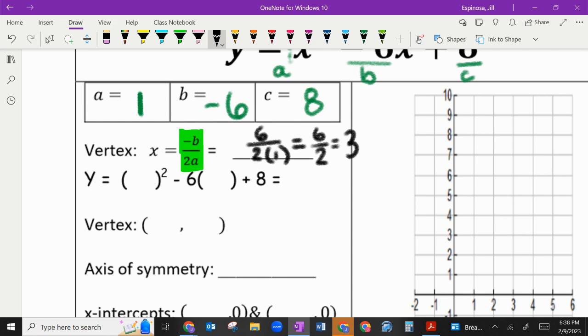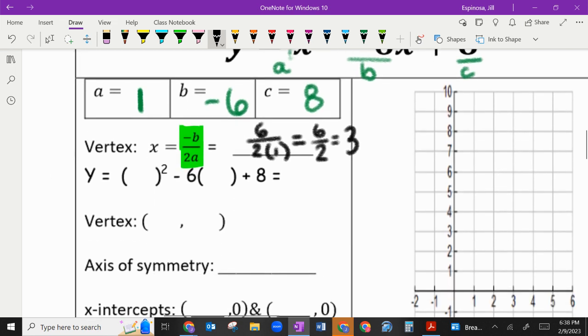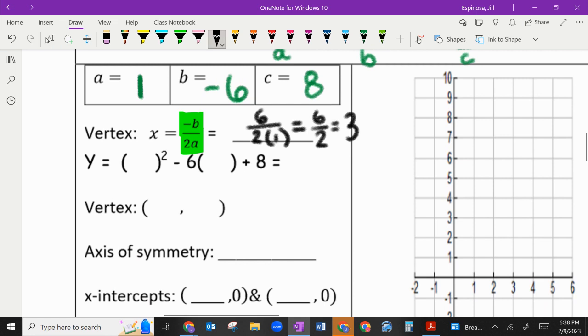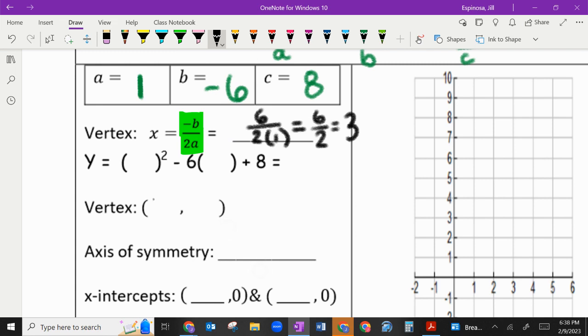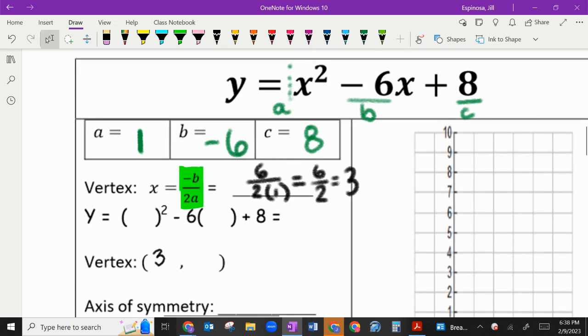If you need to pause the video and write any of this, please feel free to do that. So this is now what my x value is on my vertex. So I'm going to put that value also right here. So that's the x side of my vertex. So I need to plug that back in to my original equation, which I have written here, and I put the parentheses where there was an x. So we're going to put a 3 here and a 3 here because of this 3.